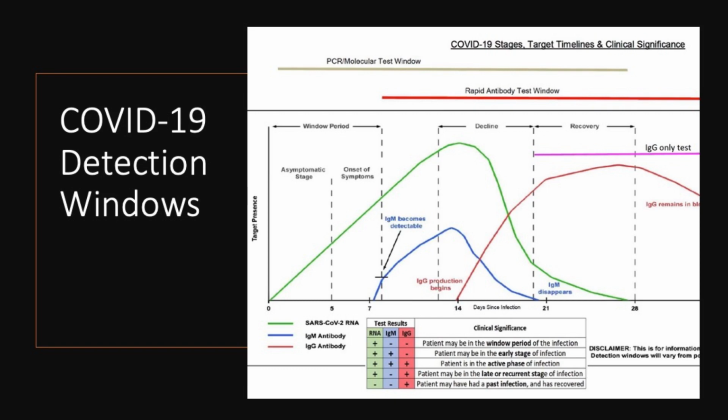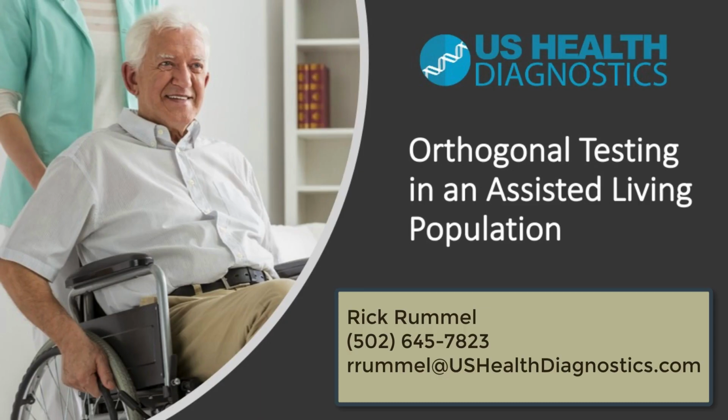But the molecular test window, the PCR window, becomes less sensitive and in decline at about day 9 to day 15. Somewhere right in there, we start to see the PCR ability to pick up the virus is going down pretty rapidly. That's where an antibody test also becomes useful. So that's where we are with orthogonal test methods.